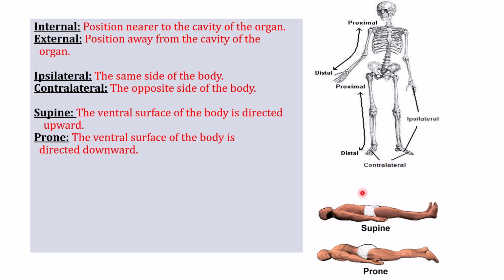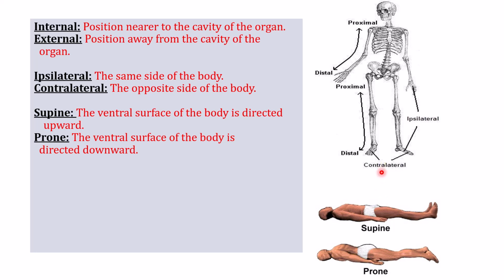Then we will talk about internal and external. The position which is nearer to the cavity of the organ, for example inside the body, we have the pleural cavity or the pericardial cavity or the peritoneal cavity. The position which is nearer to those cavities is called internal, and external is the position which is away from the cavity of the organ or nearer to the surface.